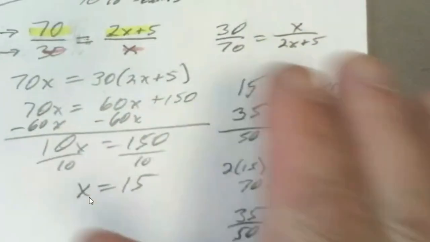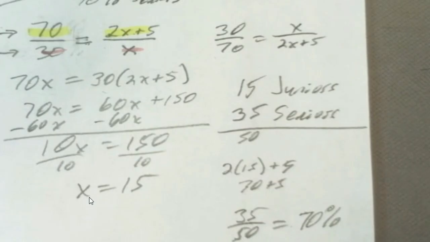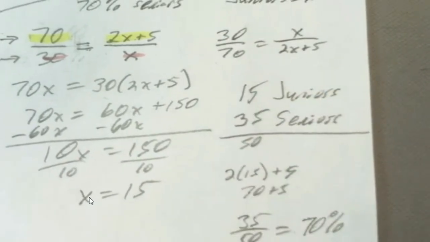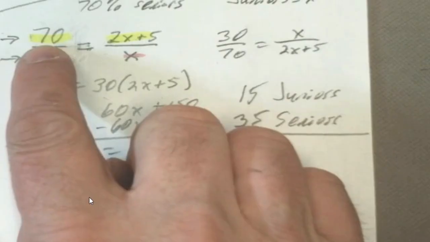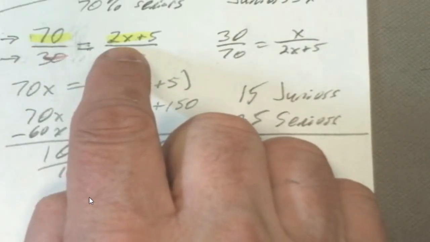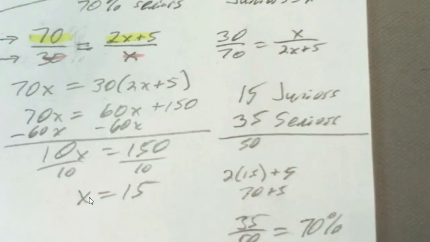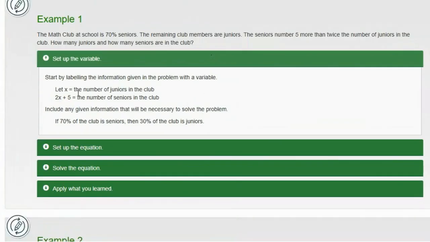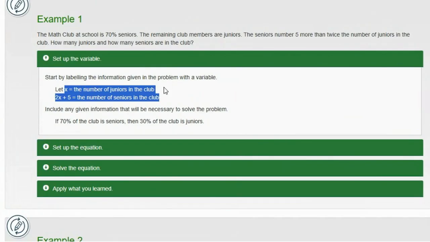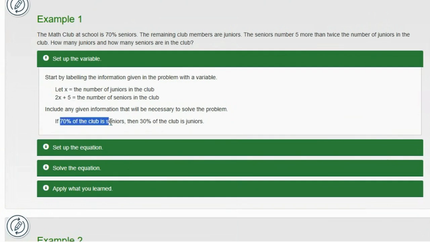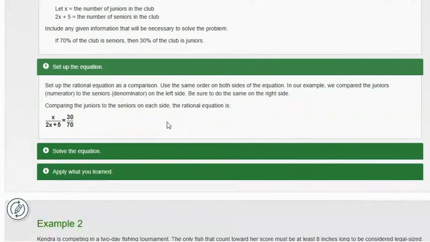So taking a live situation and doing the math to figure out exactly how many there are by just knowing 70% seniors and there's twice as many plus 5 than there are juniors. So they set up the variable. Let x be the number of juniors, which means the number of seniors is 2x plus 5. Any other information we need to know? 70% seniors. So that automatically means the other 30% must be juniors. Set up the equation. They said x over 2x plus 5 equals 30 over 70.